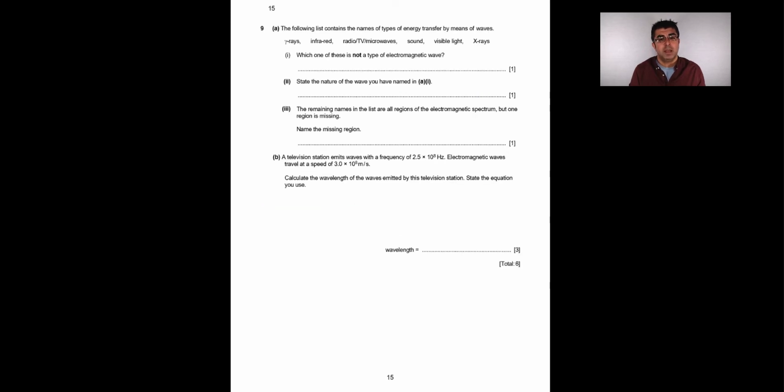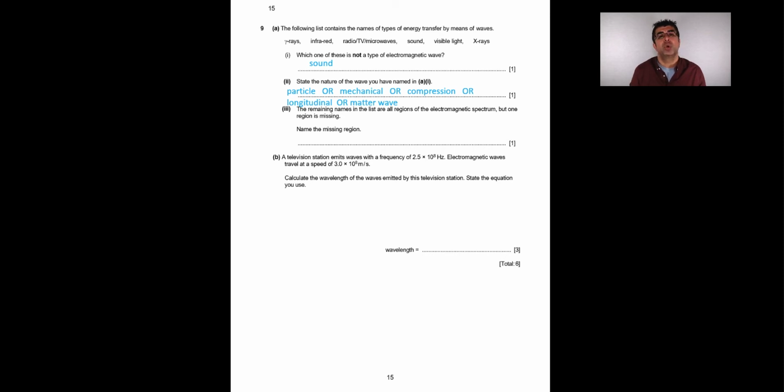Question number 9. The following list contains the names of types of energy transfer by means of waves. Which one of these is not a type of electromagnetic wave? Well, that's sound, because all the other ones are light waves or electromagnetic waves. The nature of the wave that we've just named is longitudinal wave or a mechanical wave. The remaining names in the list are all regions of the electromagnetic spectrum, but one region is missing.